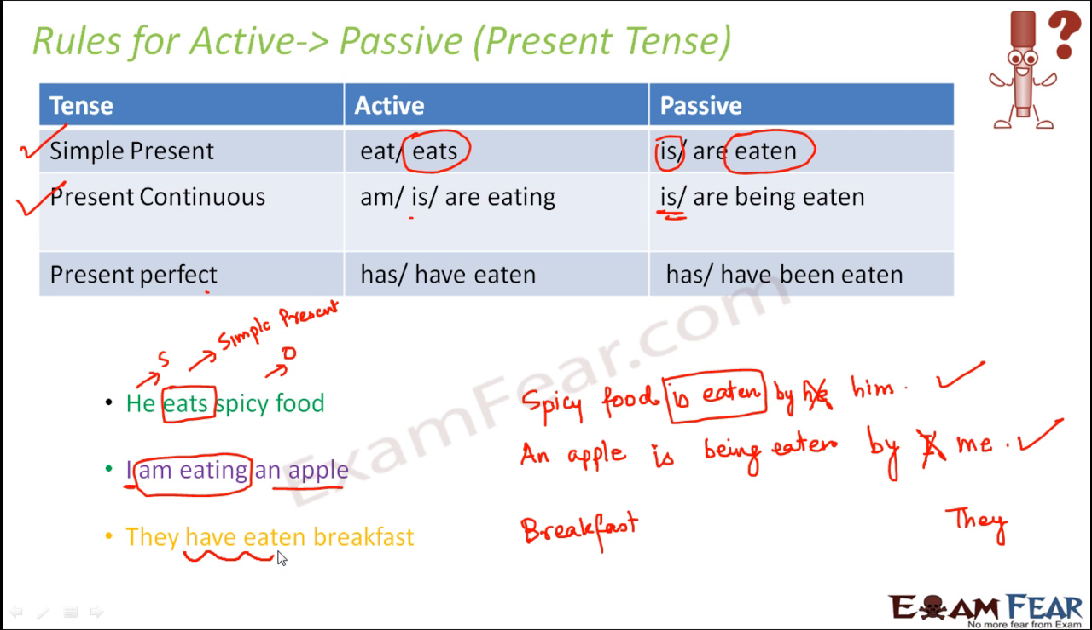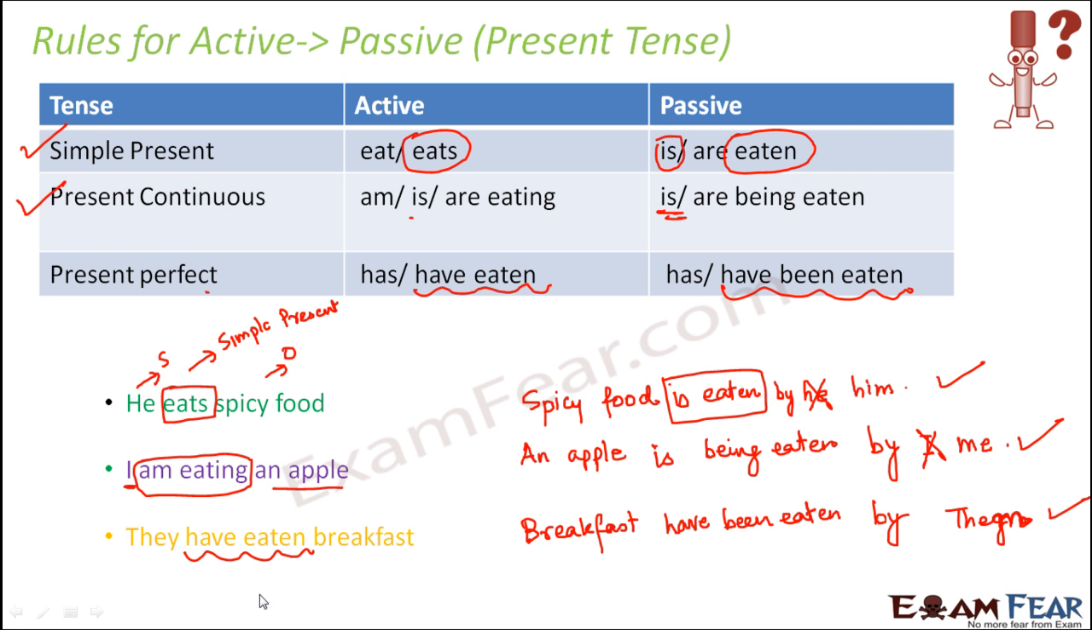Now, have eaten. How do you convert have eaten? Have eaten will become have been eaten. So one extra been will get added. So breakfast have been eaten by they. So it will not be they, by them. So breakfast have been eaten. So can you find out the mistake in the last sentence?